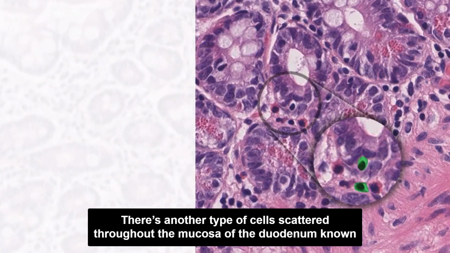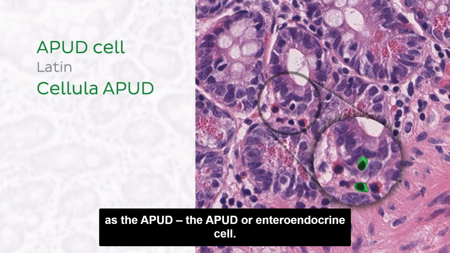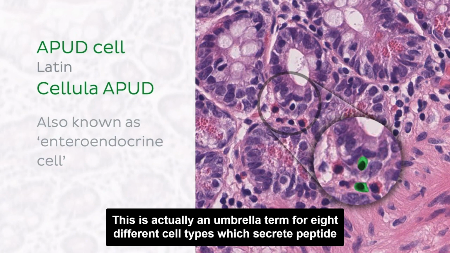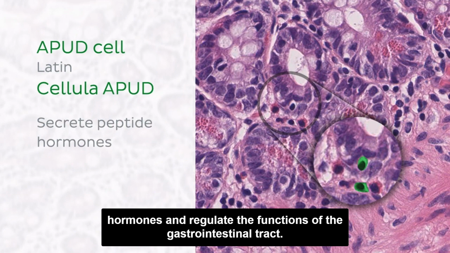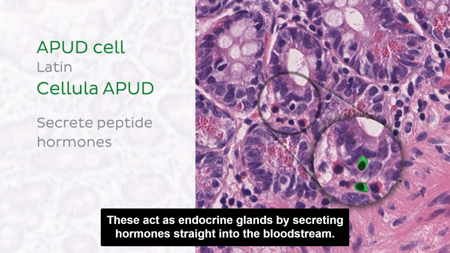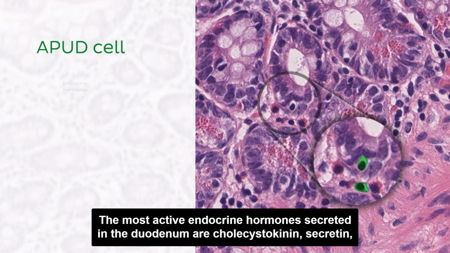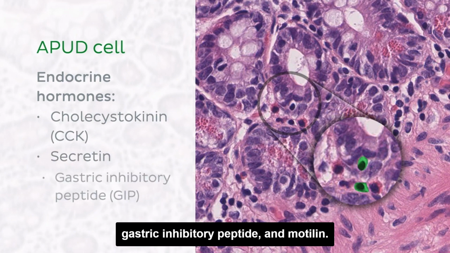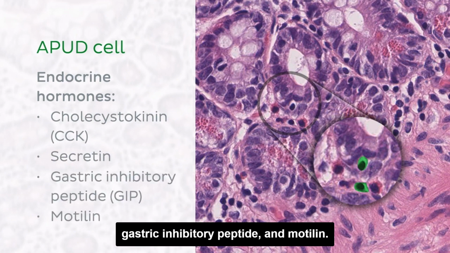There is another type of cell scattered throughout the mucosa of the duodenum known as the APUD, or enteroendocrine cell. This is actually an umbrella term for 8 different cell types which secrete peptide hormones and regulate the functions of the gastrointestinal tract. These act as endocrine glands by secreting hormones straight into the bloodstream. The most active endocrine hormones secreted in the duodenum are cholecystokinin, secretin, gastric inhibitory peptide, and motilin.